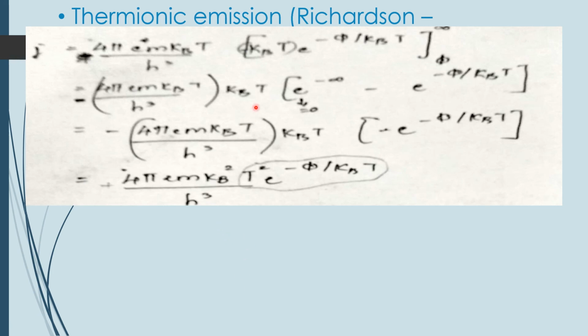Integrating the exponential, we get minus kt into e raised to minus phi upon kt with limits phi to infinity. This kt is taken outside. Substituting the limits, we get e raised to minus infinity minus e raised to minus phi by kt, where e raised to minus infinity is 0. So you get only minus of e raised to minus phi by kt. This minus and this minus we have taken here outside. Here this becomes plus. So what you get finally is 4 pi e m k square upon h cube. This whole thing is a constant into t square e raised to minus phi by kt.